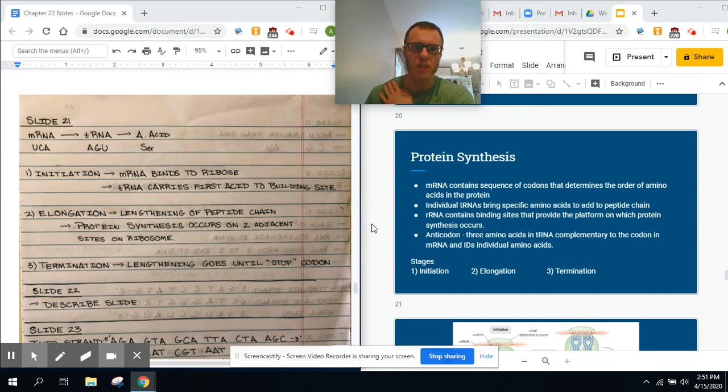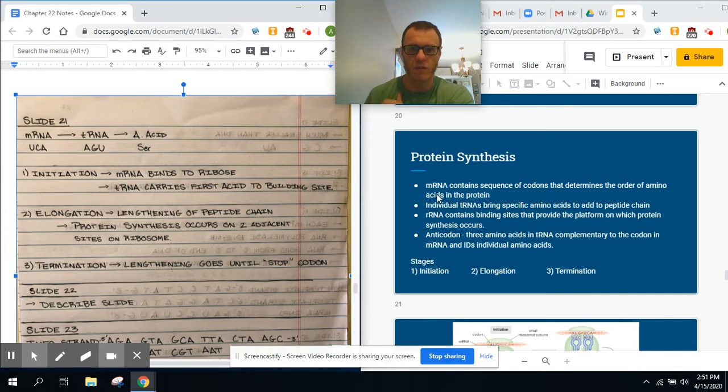All right, guys, so protein synthesis. This is something that is very important because proteins are what we see, the physical manifestations of our DNA. So mRNA contains a sequence of codons, we talked about that, which determines the order of amino acids. The order of amino acids determines the protein. tRNAs bring specific amino acids to the peptide chain. rRNA contains building sites to provide the platform so protein synthesis can happen.